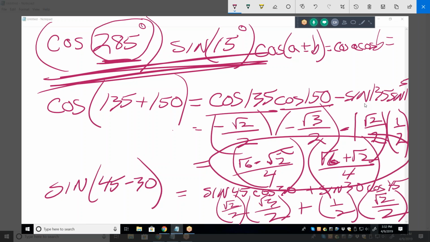Wait a minute. I realized that I messed up. It is the sine of 45 times the cosine of 30 minus the sine of 30 times the cosine of 45. Right. You are right. I messed up not catching that. Sine is the same. Cosine is opposite. So this is going to be minus instead of plus.